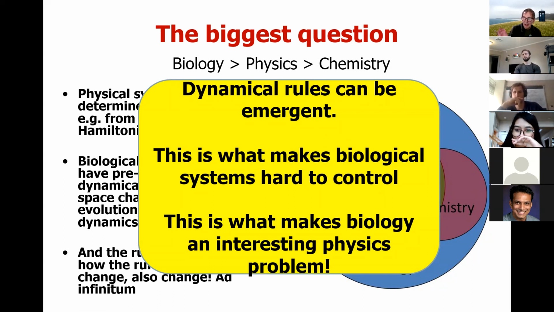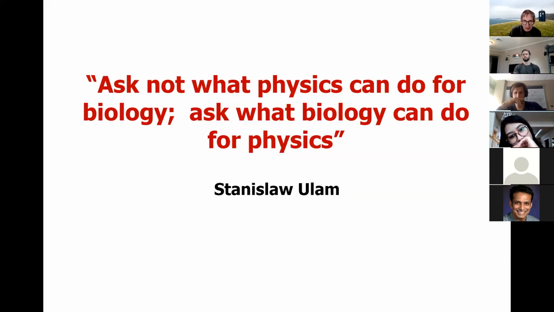It is right at the frontier of physics. We're looking at systems that have a property that the usual physical systems don't have. They have emergent dynamical rules. And I think it's a super fantastically interesting problem to try to understand that. So I'll end my introductory lectures with this quote from Stanislav Ulam, who was a mathematician and worked at Los Alamos National Lab for much of his life.